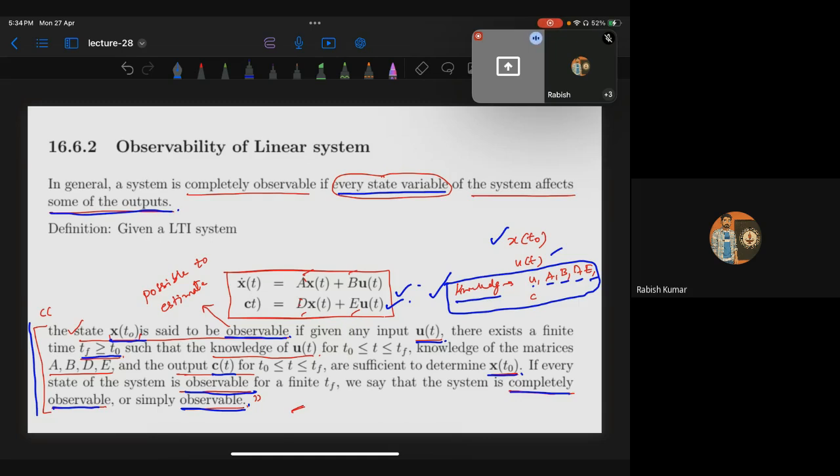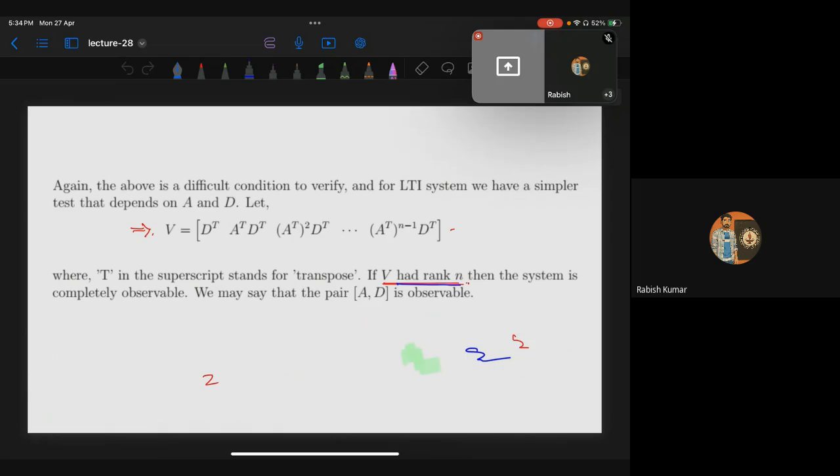To find the initial state of the system at t equal to t naught, x of t naught, we require the knowledge of the input, output, and A, B, D, E matrices. That is the meaning of observing x of t naught. Is this clear? Yes, sir. And it will be more clear when we take an example.